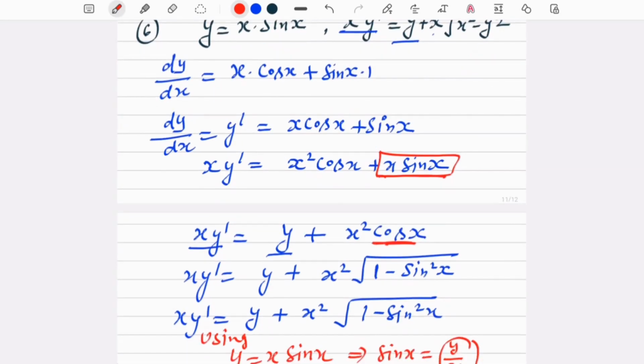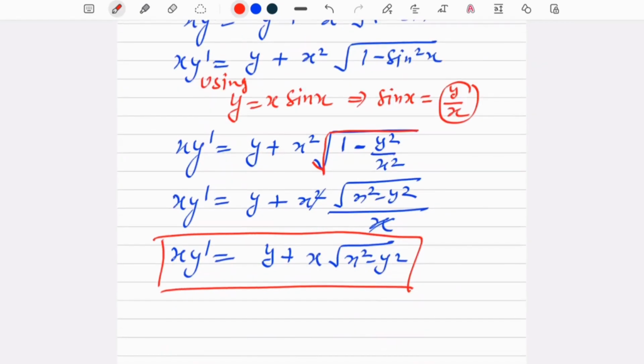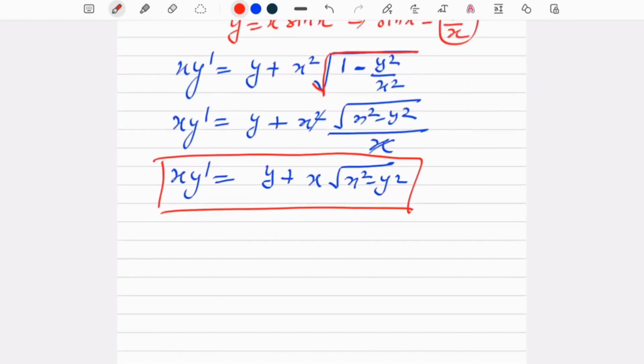So practice both methods, because sometimes the question has been designed so that you go by a particular path or a particular way. You just don't go by any way. Sometimes it is easy by substitution. Sometimes it is very easy by deriving the differential equation. It depends on the question.